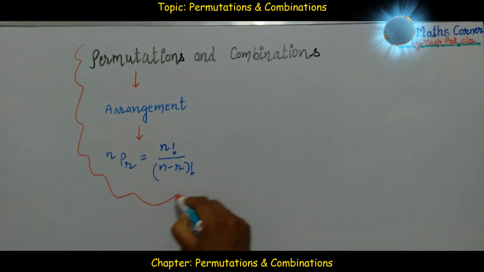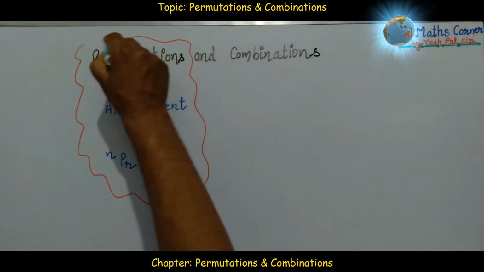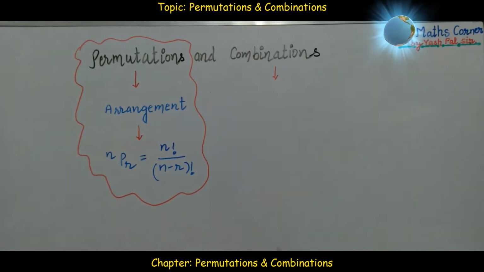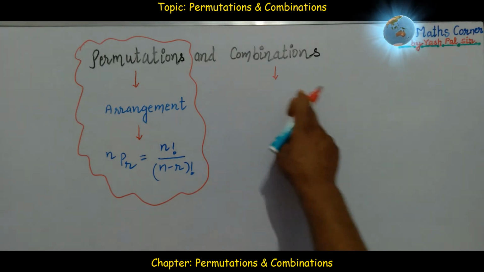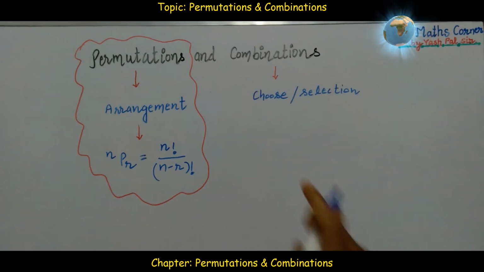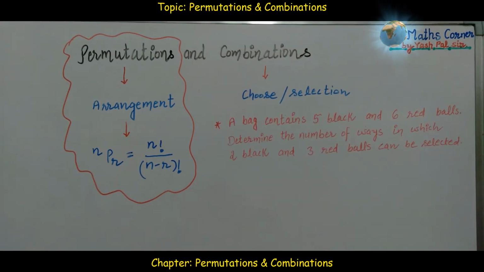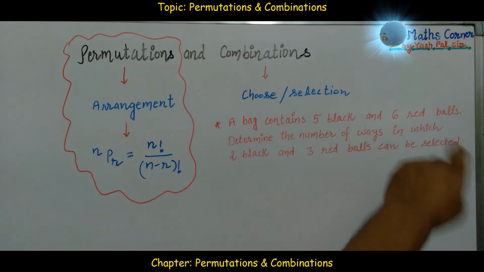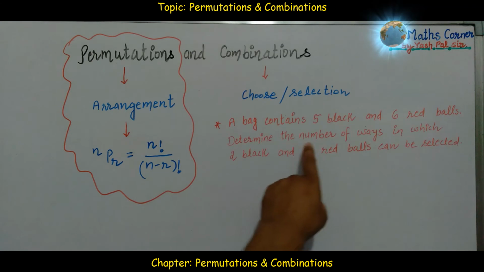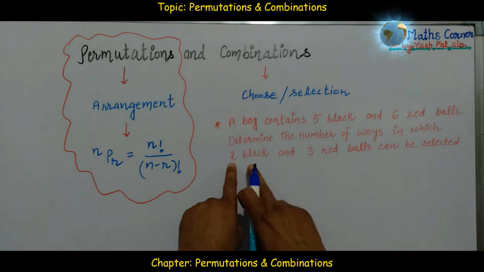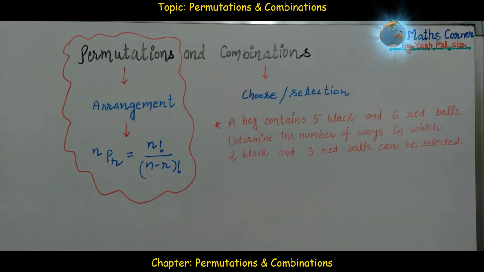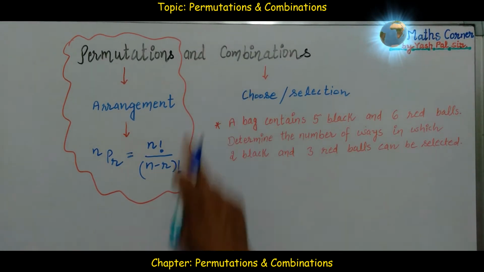Now let us know what is combination. Combination, as the very first letter is C, from C we can say choose or selection. Combination means choose or selection. How? Let us see one example. Consider this example. A bag contains 5 black and 6 red balls. Determine the number of ways in which 2 black and 3 red balls can be selected. How can this be solved with the help of combination?